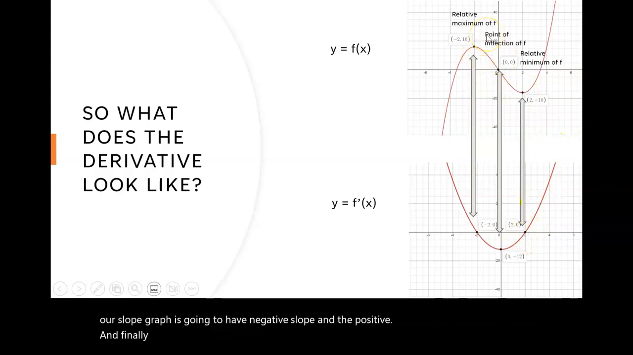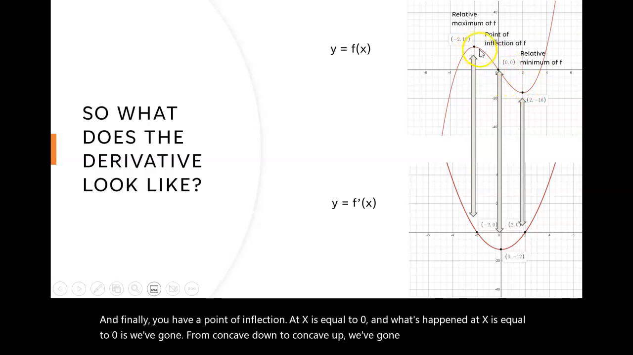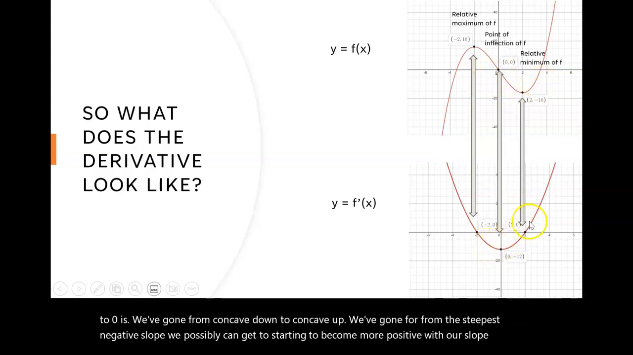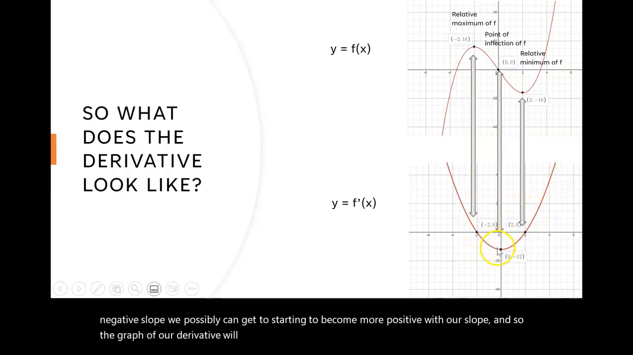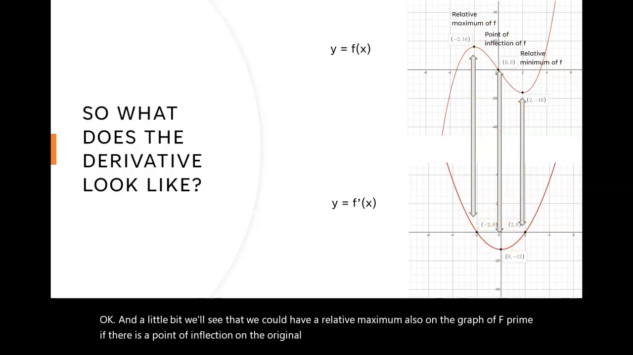And finally, we have a point of inflection at x is equal to 0. And what's happened at x is equal to 0 is we've gone from concave down to concave up. We've gone from the steepest negative slope we possibly can get to starting to become more positive with our slope. And so the graph of our derivative will show that we've got a relative minimum. It's the lowest possible slope we could have. Okay, in a little bit, we'll see that we could have a relative maximum also on the graph of f prime if there is a point of inflection on the original graph.